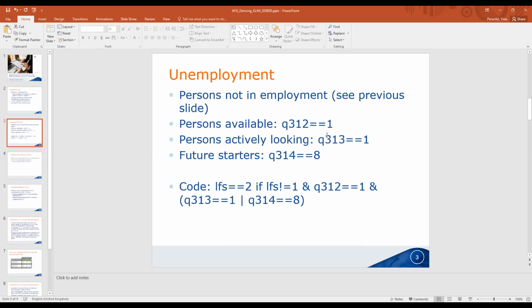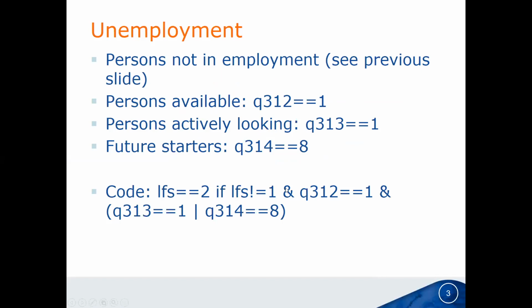There is one small category that we mentioned in the previous session. It's also the future starters. And the future starters, you have them in your questionnaire because in question 314, what is the main reason that you did not look for work in the past months? You have this answer 8, I've already found a job. So these are the future starters. If they are available, these future starters will also be considered as unemployed.